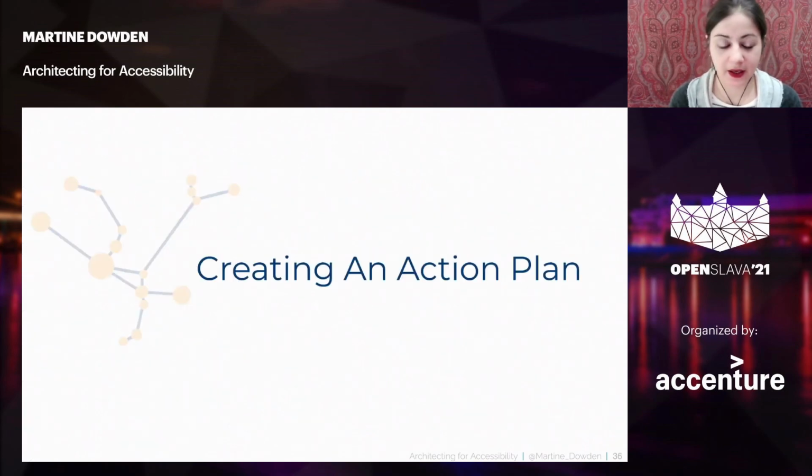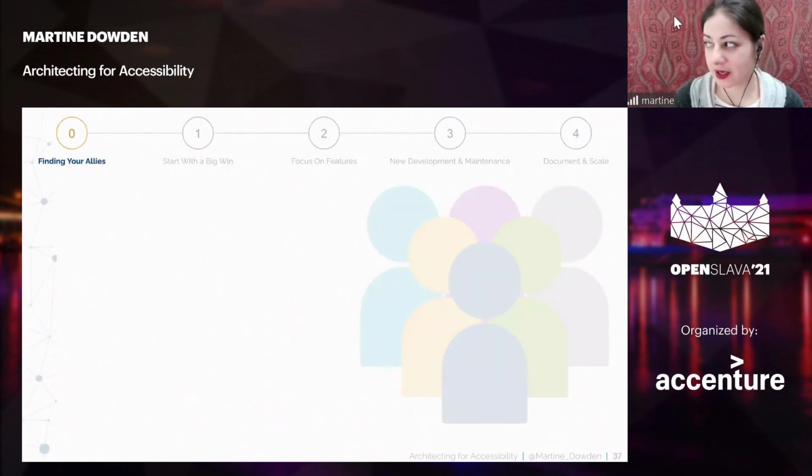So lastly, we have our motivations, we have our team, we have what we need to do. Let's create a plan, right? We need a plan to get this done. And so our plan can kind of fall out into 4 pieces. First off is finding your allies.